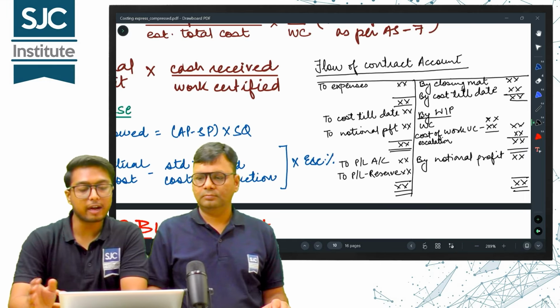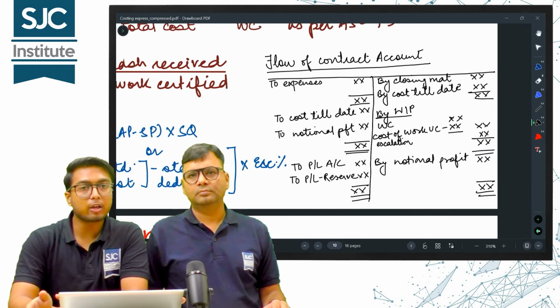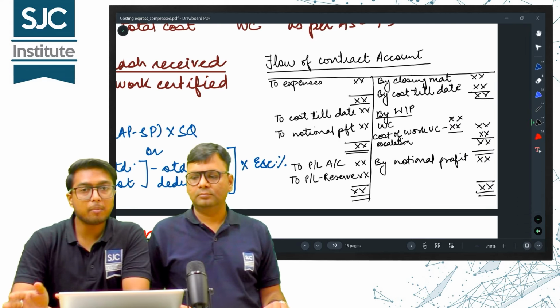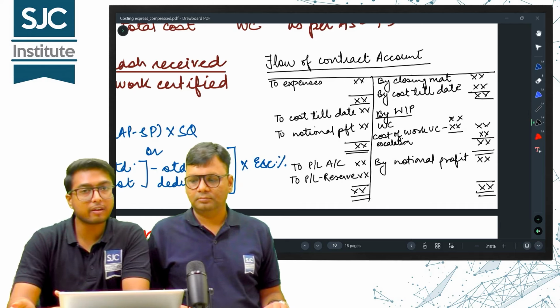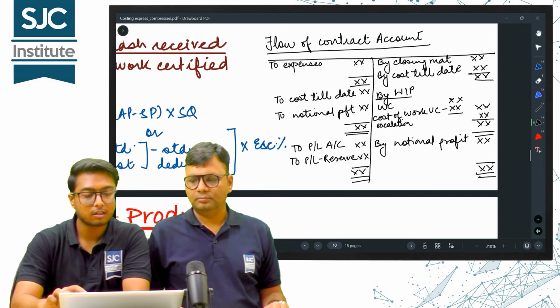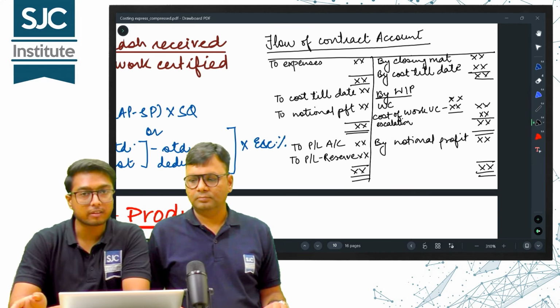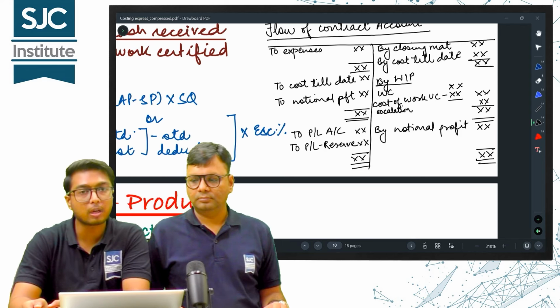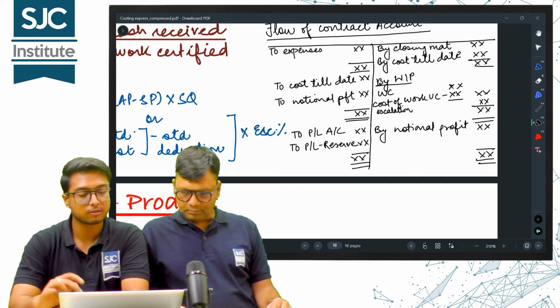Let's discuss the format of contract account. First, we will debit all the expenses. If any material is left on the site, it will be on the credit side. By reducing the cost of materials at site, we get the cost till date. Cost till date is transferred to the debit side. Now, we will charge the work in progress, work certified, which will be the work certified by the architect or surveyor, and the work uncertified will be taken at cost. The difference will result in notional profit. Out of this notional profit, we will transfer the amount to PL account, and the amount left is transferred to PL reserve.